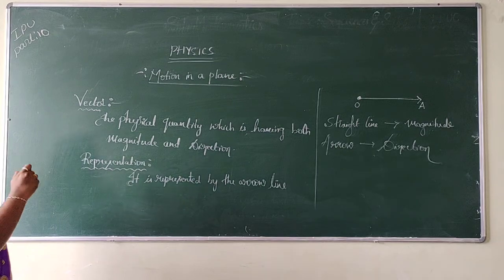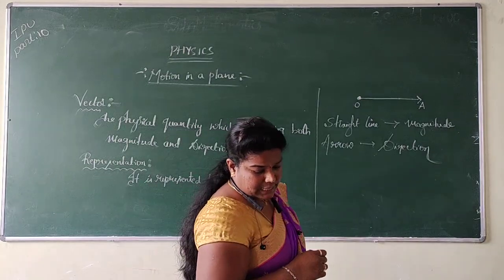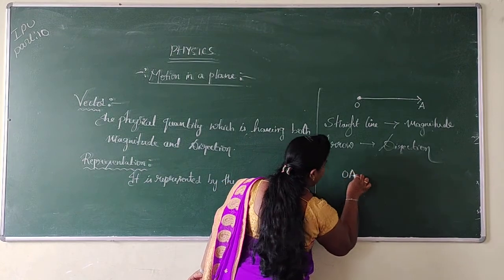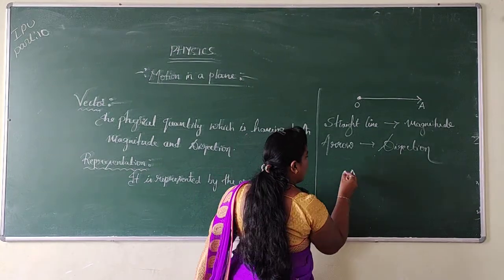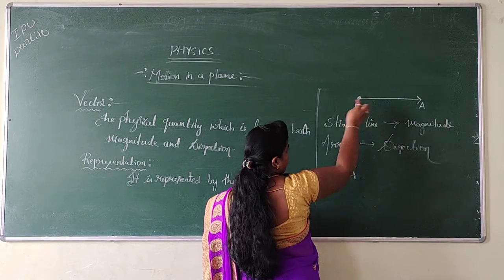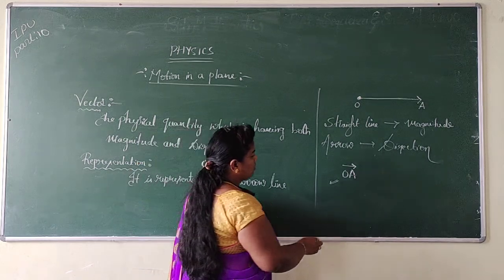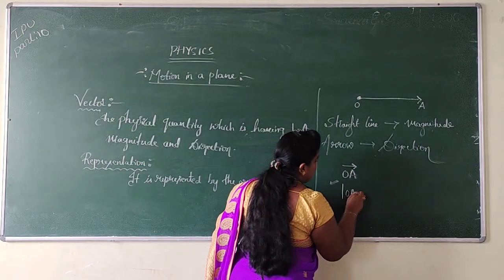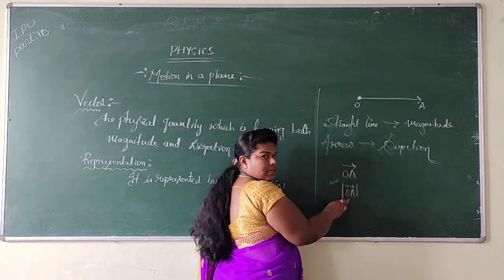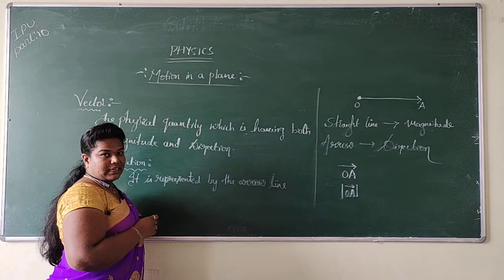Okay then, how to write that. See my dear students, while representing this vector, it is written as OA, and above that OA, I am writing the vector symbol. This is the representation of this vector. If I want to write only the magnitude, I write it in this way. This is the vector quantity which represents the direction, and this represents the magnitude. This is how to write the vector quantity.